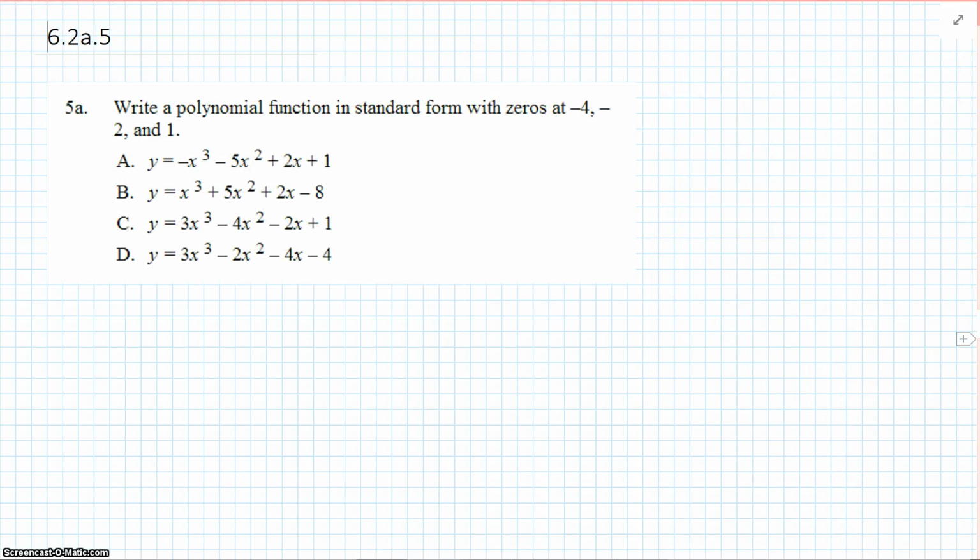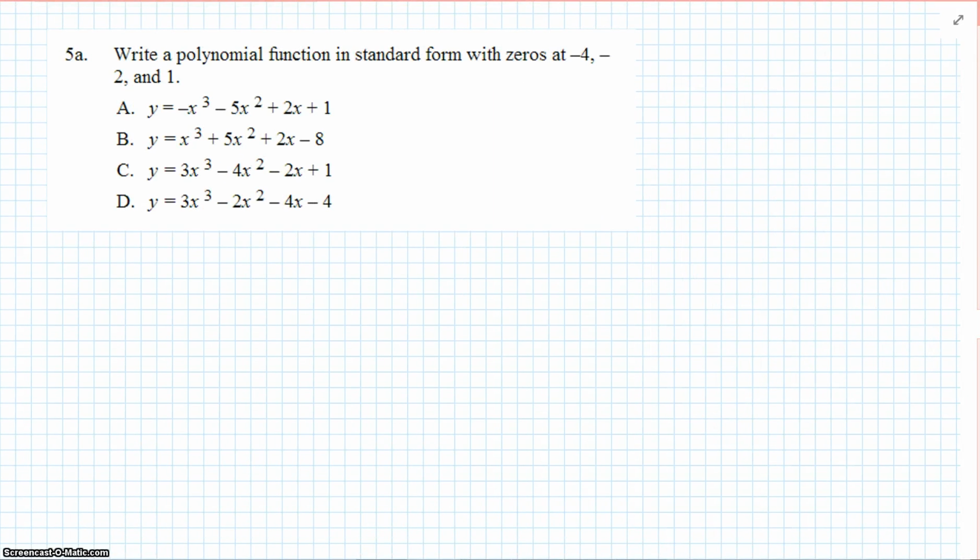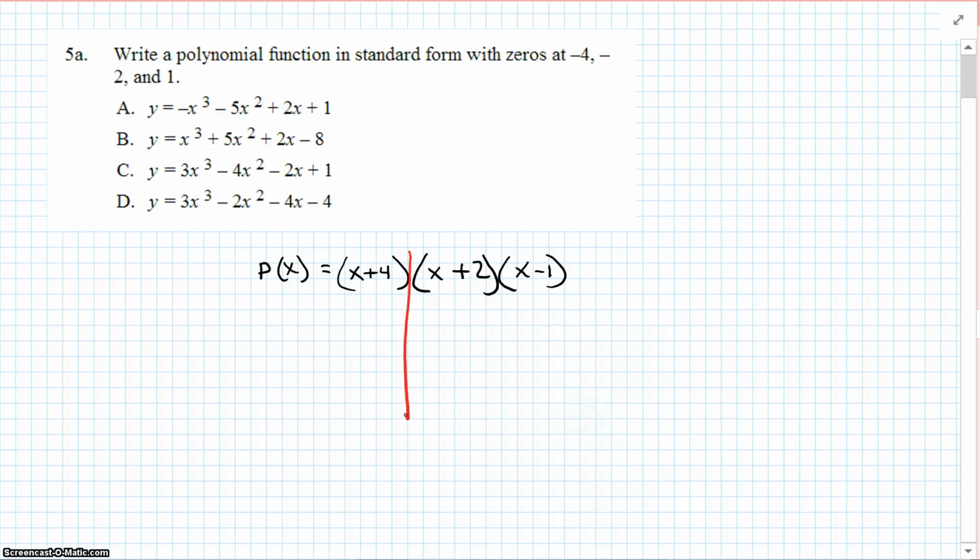Alright, so write a polynomial function in standard form with zeros at -4, -2, and 1. So I know p of x, or y, doesn't matter, equals x minus -4. Again, remember how I did that before, minus with a negative sign. X minus -2 and x minus 1. Okay, let's go ahead and multiply these out.